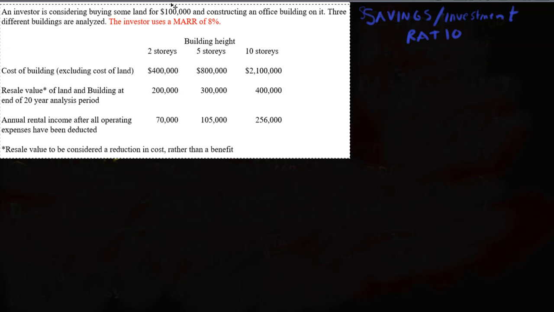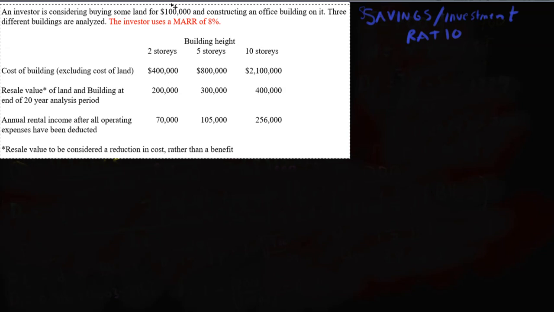Today I wanted to take a look at savings investment ratio, where we will do a pretty good example on it. And what is savings over investment ratio? It's basically your savings over the costs of the project. That's your ratio.